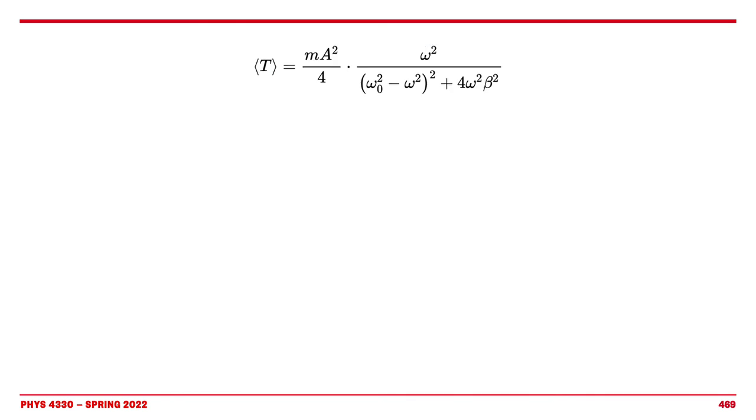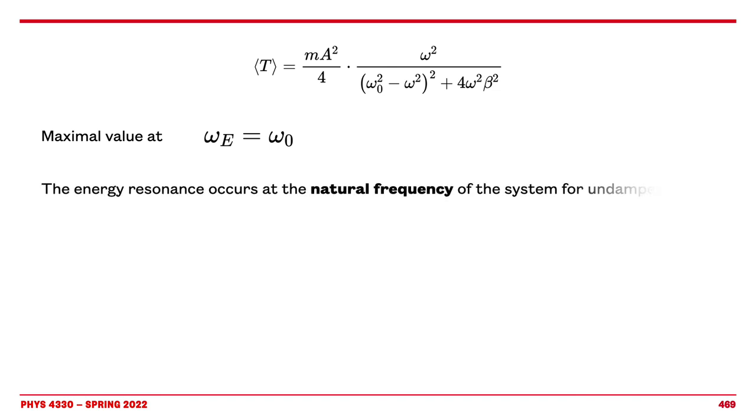And so what we see is that, if you were to calculate at what frequency the expectation value of kinetic energy is the maximum, you will see that it will happen at omega equal omega naught, which is the natural frequency of the system for undamped oscillation. That's very interesting because this is different. It turns out the frequency at which the system has the maximum average kinetic energy is not the same frequency at which the displacement is the largest.